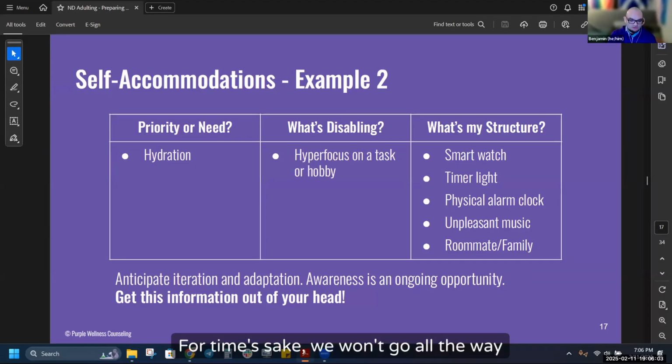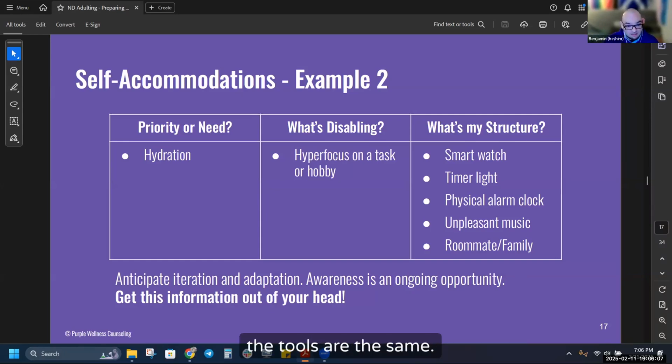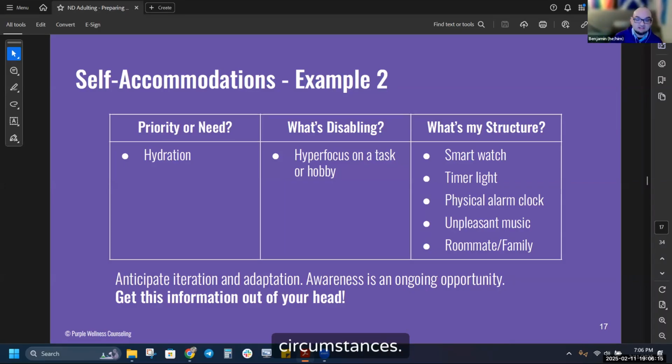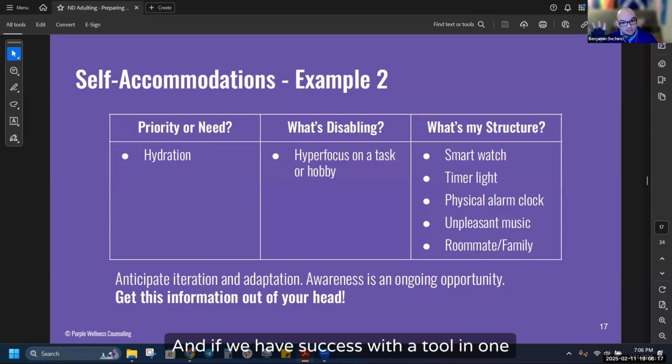For time's sake, we won't go all the way through this second example, other than to call out that you'll notice the structure and the tools are the same. And that's the point, right? That if we can build a broad enough tool set, we can use the tools for multiple circumstances. And if we have success with a tool in one setting, maybe that tells us the tool to start with in another. So again, the goal is to develop a tool set that we can use in multiple contexts.